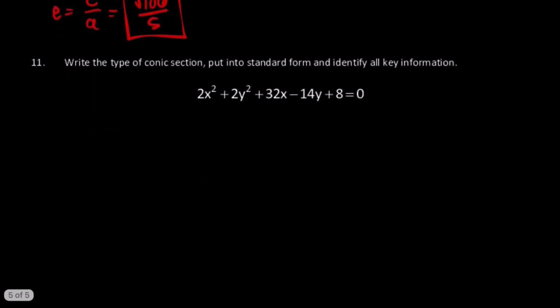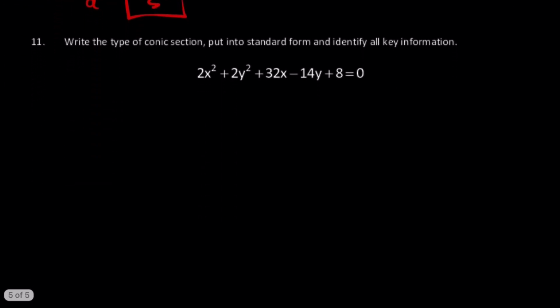Okay, last one. It's not easy either. What type of conic section? Write the type of conic section, put it into standard form, and identify all key information. So because you notice signs are the same and both of those are equal, it's going to be a circle. I need to get this into standard form. First thing I would probably do is divide off that 2. Make the terms easier to work with.